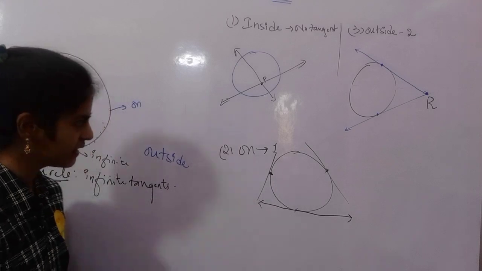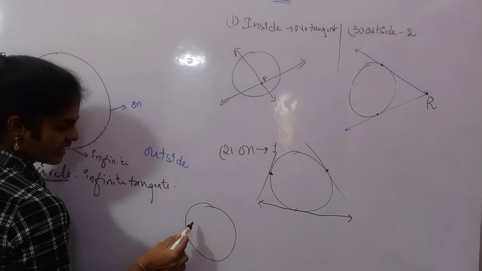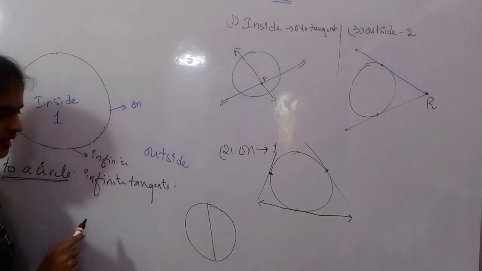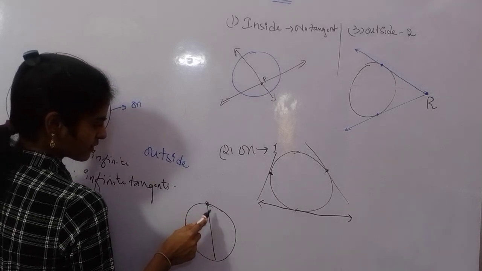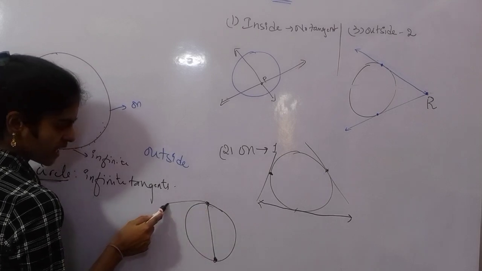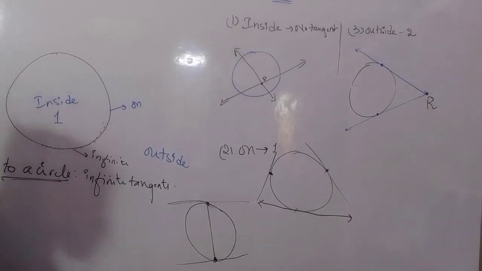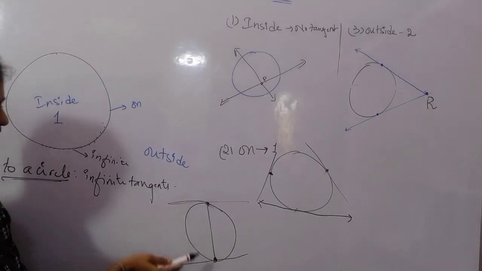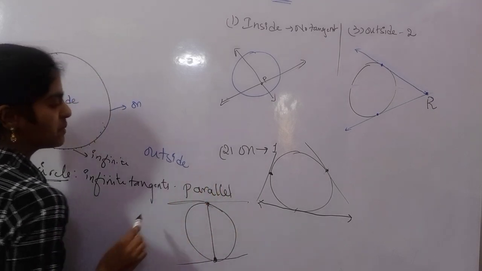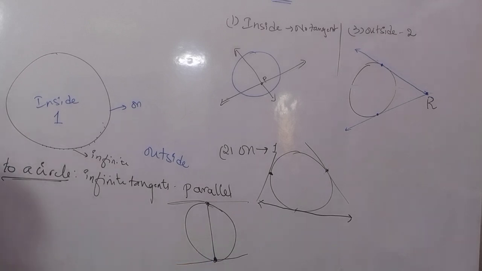Is this very clear? And one more very important case: suppose I have a circle, and I have a diameter. This is one end point of the diameter, this is also an end point of the diameter. If I draw a tangent from this end point, and a tangent from the other end point, these two tangents are parallel tangents. So the tangents drawn from the end points of the diameter are parallel to each other.